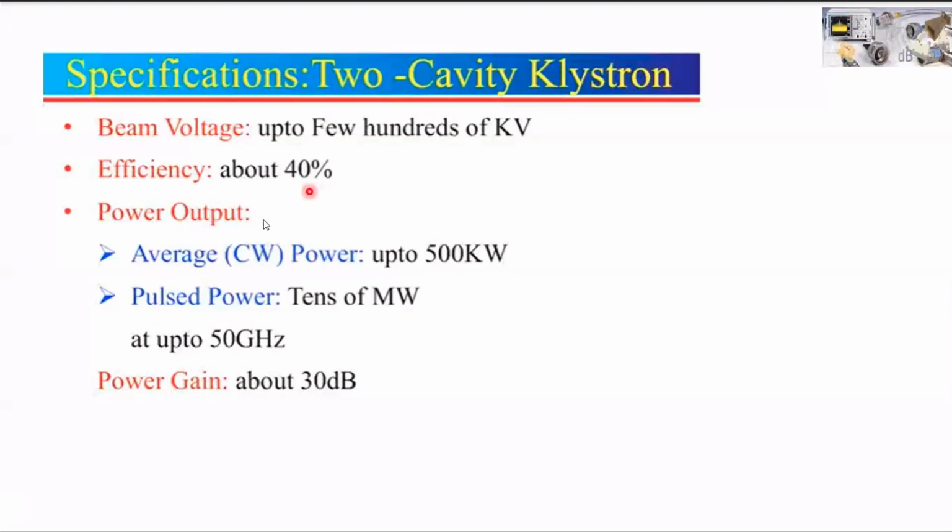How to increase the efficiency? Increase the reentrant cavity, and efficiency will increase. Then the average power is up to 500 kilowatt. Pulse power is in some tens of milliwatts, up to 50 gigahertz. After that it changes again. The power gain of the entire two cavity klystron is about 30 dB, not beyond that. So this is all about your two cavity klystron.